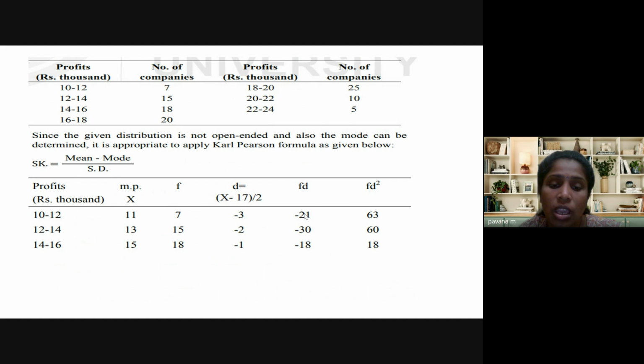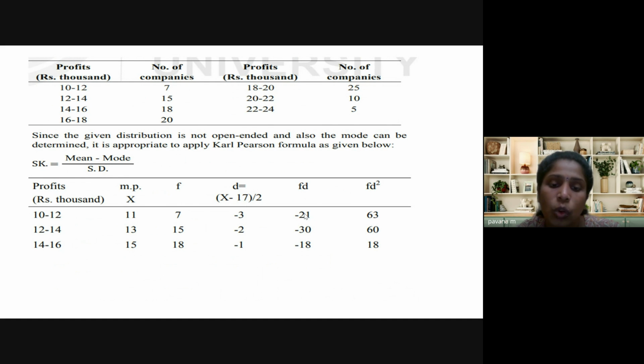Now calculate D, which is equal to x minus a by 2. The x values are midpoint values, and 17 is the auxiliary point derived from the middle points, and divided by 2. Here 2 means i, that is the class interval. For 10 to 12, the difference is 2. That's why i is equal to 2.